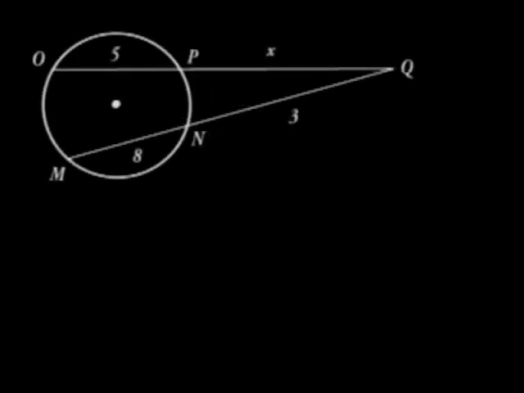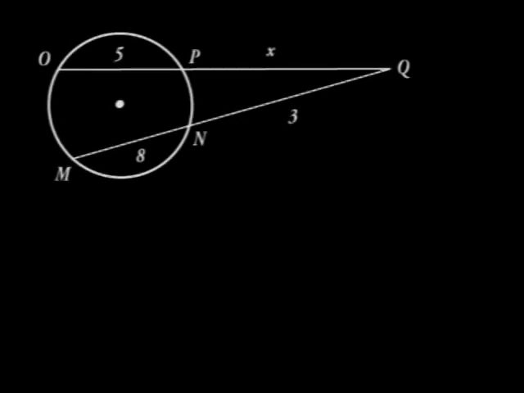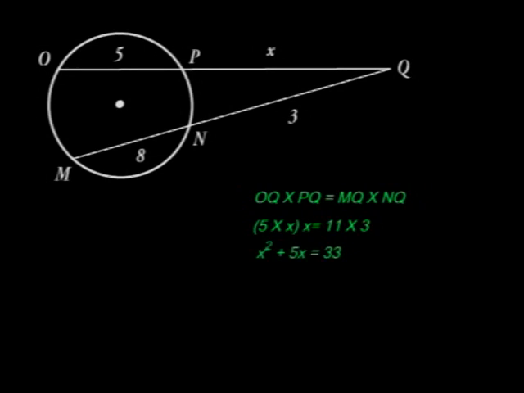Example, find the distance x in the figure below. From the above, OQ times PQ is equal to MQ times NQ. That is, 5 plus x times x is equal to 11 times 3. Solving the quadratic equation, we have x is equal to minus 8.76 and x is 3.76 centimeters. We select the positive value of x since distance can never be negative.